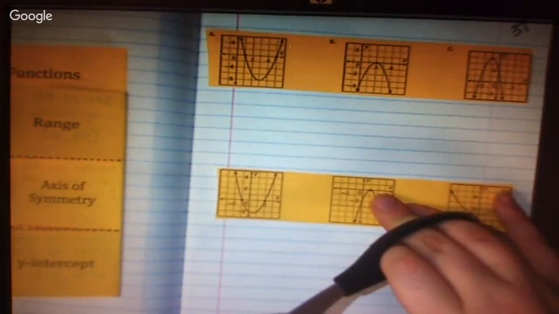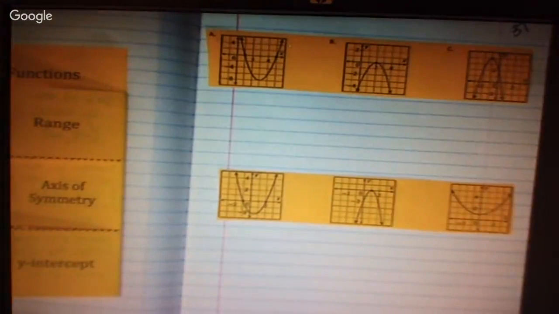Okay, so kind of like halfway down the page, you can put in the second strip and glue them in like this.